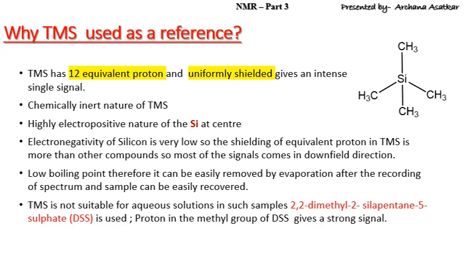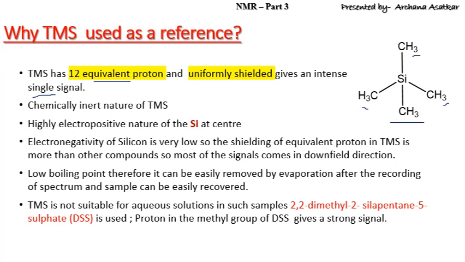So here, by observing the picture, you can simply observe that silicon is attached with 4 methyl groups, and each methyl group has 3 protons. All these 12 proton nuclei are equivalent, and these 12 equivalent nuclei are uniformly shielded, and that's why all these 12 proton nuclei give a single intense signal.